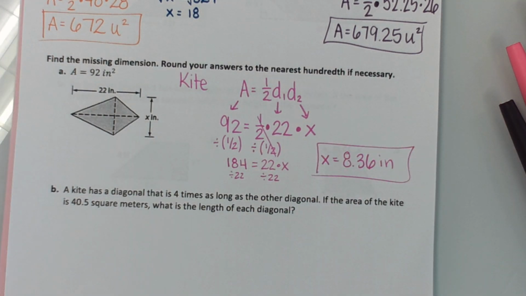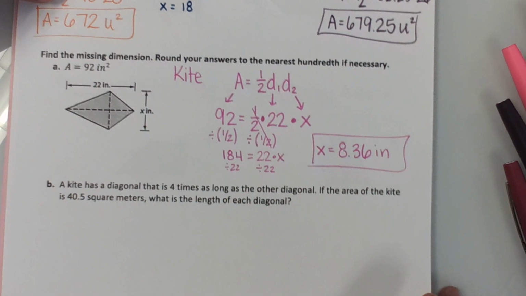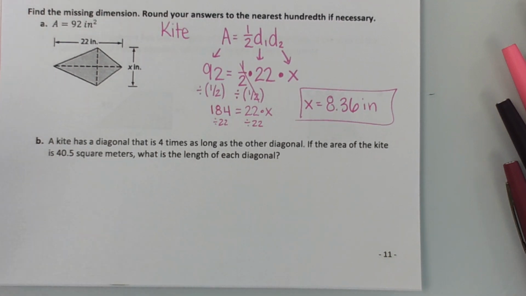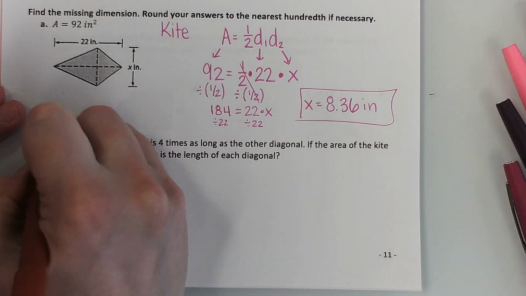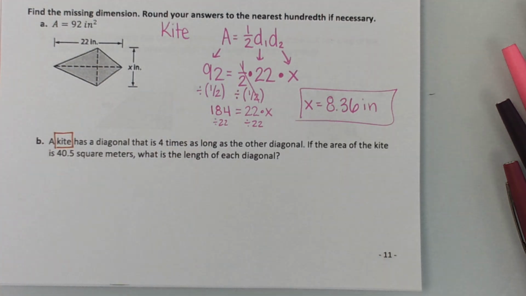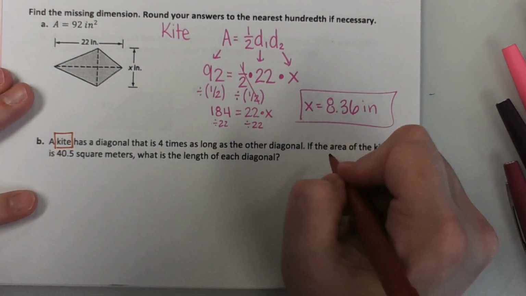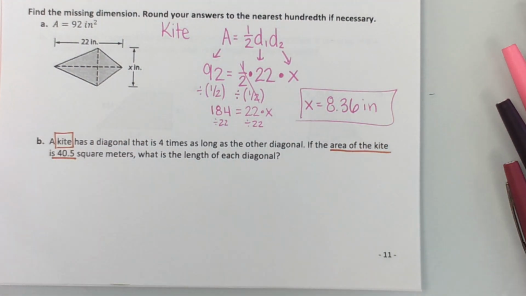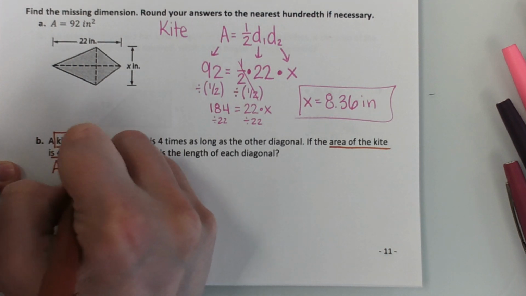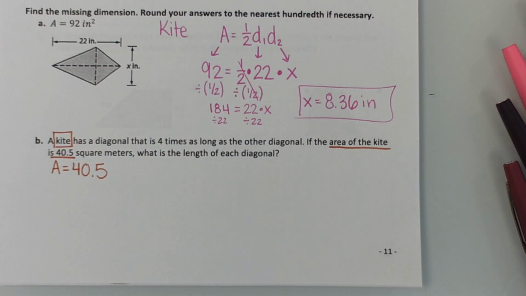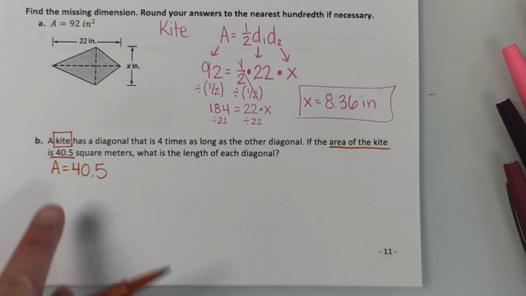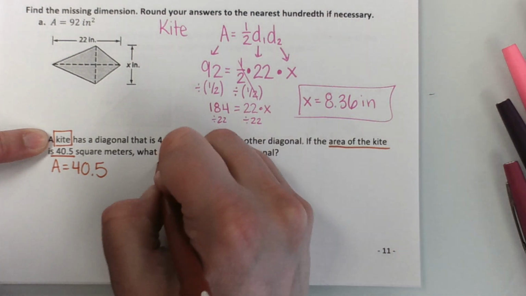The last problem is the one that's going to cause the most issues, because it's purely words. And it's got something a little bit different in what it looks like when we solve. First off, it tells you the shape. Kite. A kite has a diagonal that is 4 times as long as the other diagonal. If the area of the kite is 40.5 square meters, what is the length of each diagonal? I told you area, I told you kite. That tells you which formula.